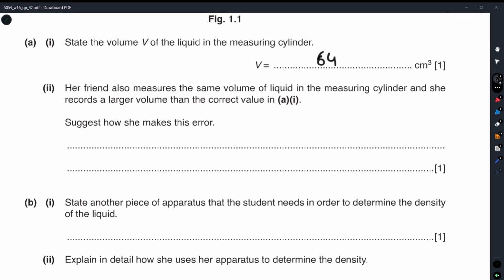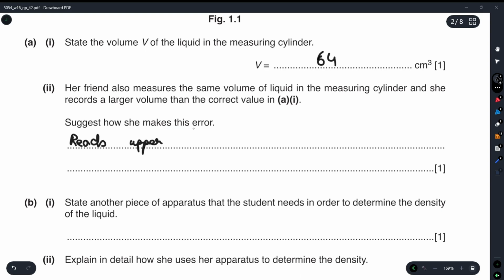She probably would have read the upper meniscus. That's why she would have made this error. So reads upper meniscus.